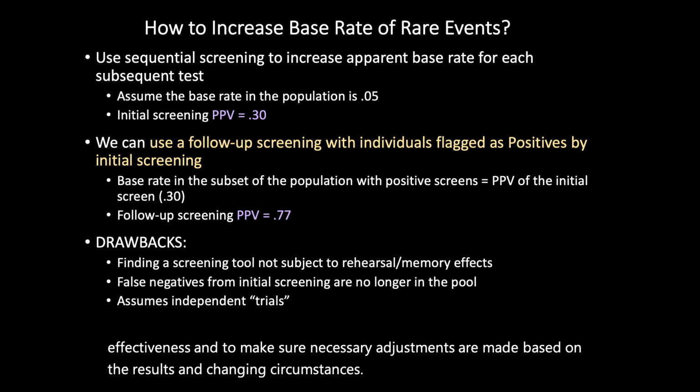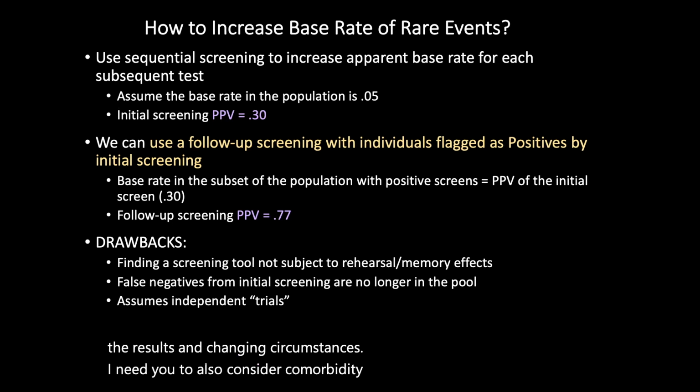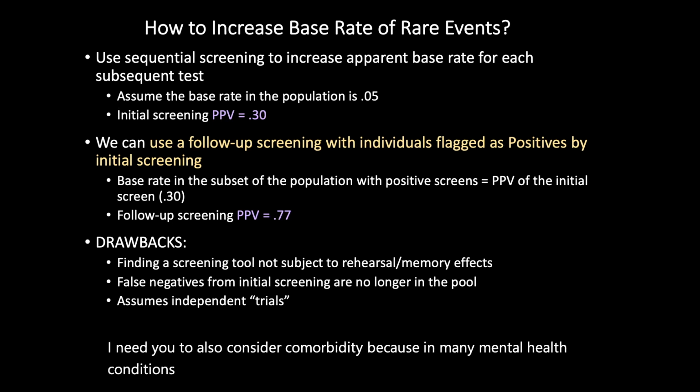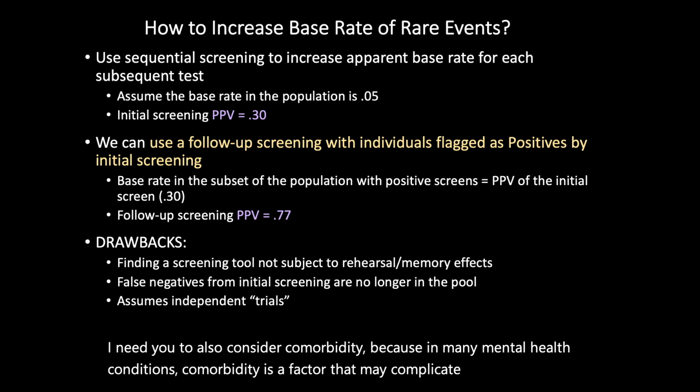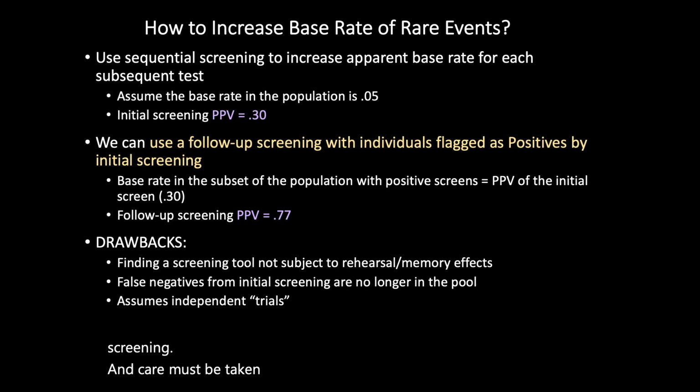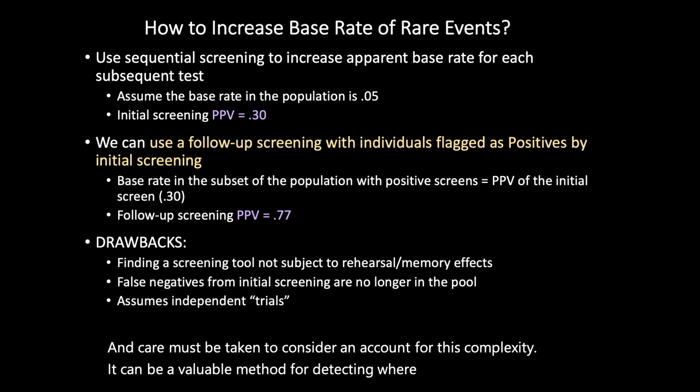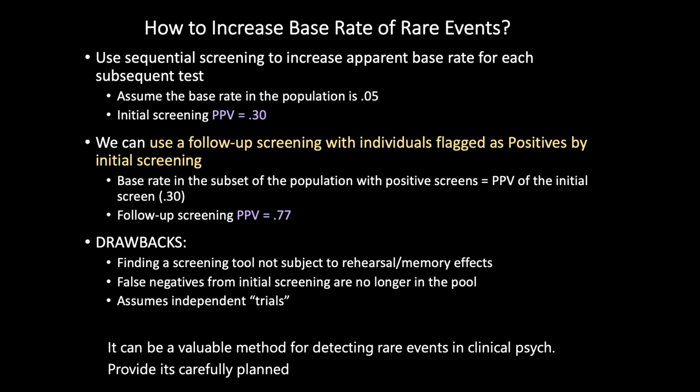I need you to also consider comorbidity, because in many mental health conditions, comorbidity is a factor that may complicate sequential screening, and care must be taken to consider and account for this complexity. It can be a valuable method for detecting rare events in clinical psych, provided it's carefully planned and implemented, and you're considering all these potential drawbacks and challenges.